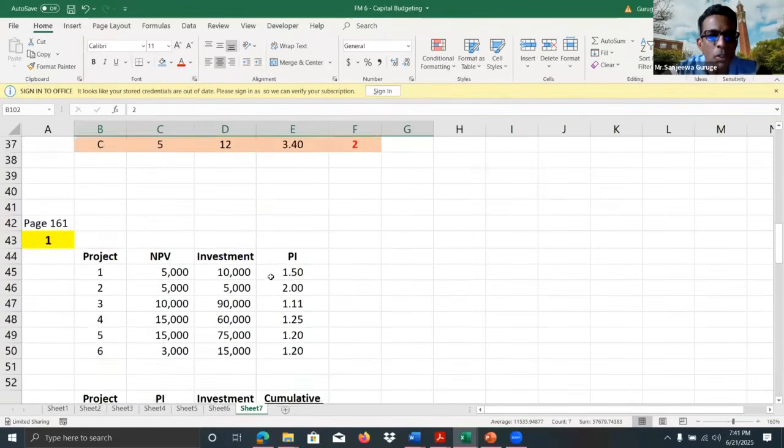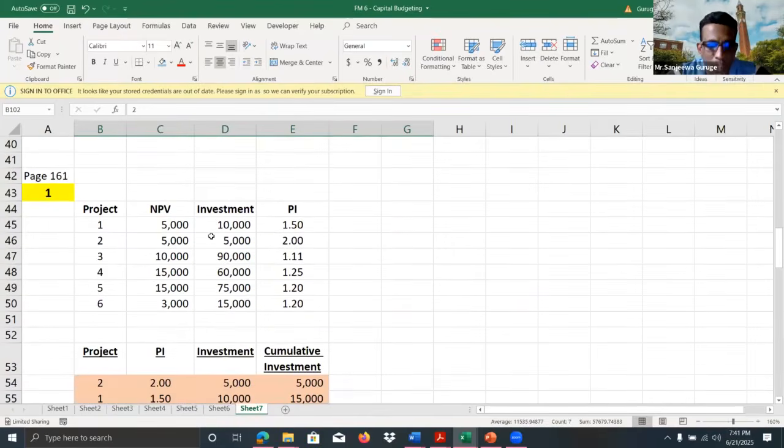So you asked about the profitability index. Now, is it possible to use NPV to rank the projects when the investments are different? When the investments are different, it is not possible. So NPV is not the correct technique to rank the projects. But what is the correct technique? Profitability index. When we calculate the profitability index, these are the values.